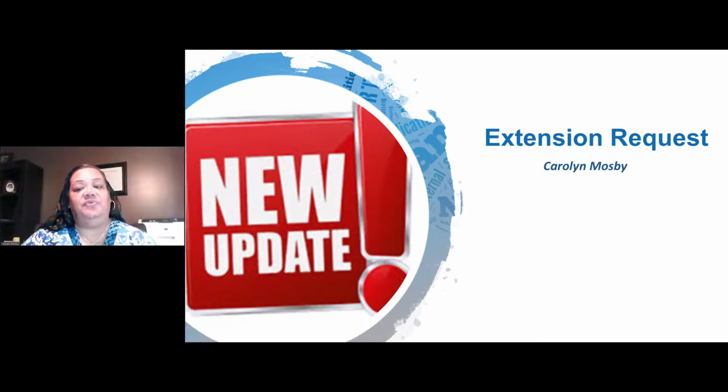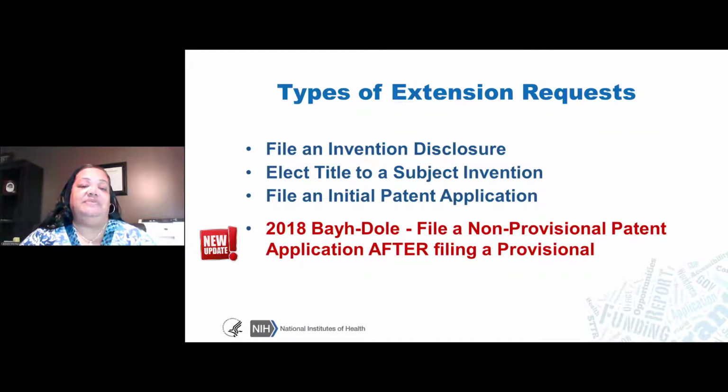We're going to move forward with discussing extension requests. There are three types of extension requests: to file an invention disclosure, to elect title to a subject invention, and to file an initial patent application. 2018 Bayh Dole requirements will be discussed in detail later.